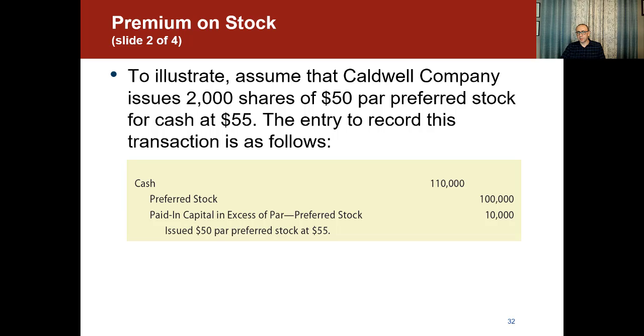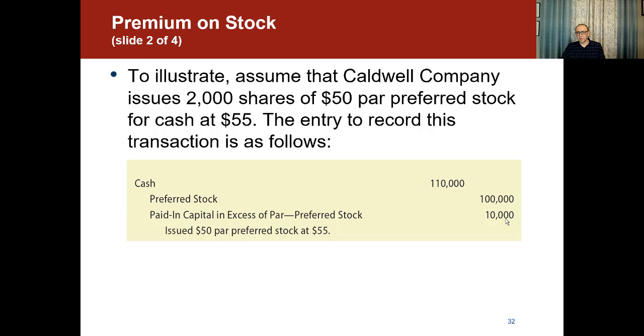Assume that Caldwell Company issues 2,000 shares of $50 par preferred stock for cash at $55. The entry to record this transaction would be as follows. They're going to credit preferred stock based on the par value, which is the $50, so 50 multiplied by 2,000, and that's going to be 100,000. And since it was sold for a price higher than its par, you can see that there's a $5 more, so this $5 extra is going to be treated as paid in capital in excess of par for preferred stock. So we take the extra $5 multiplied by 2,000, and that's going to be $10,000.